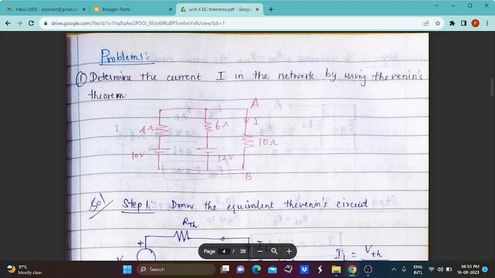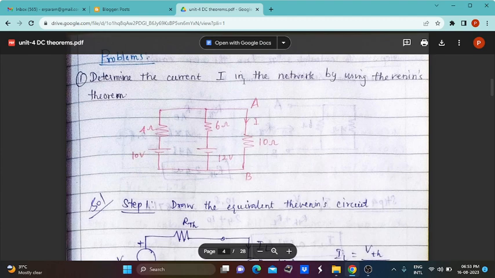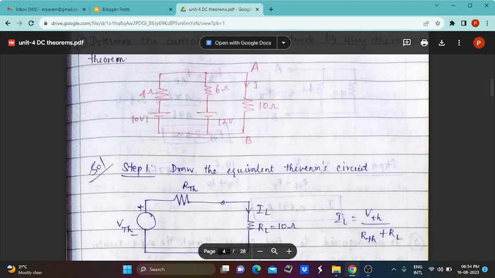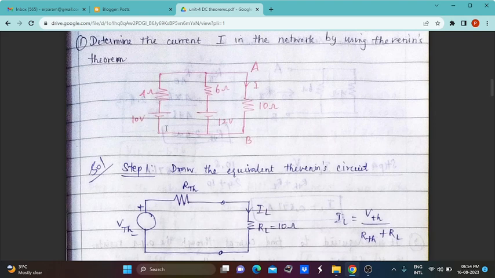Here we consider: determine the current I in the network by using Thevenin's theorem. Here we have two sources, a 10 volt voltage source and a 12 volt source.